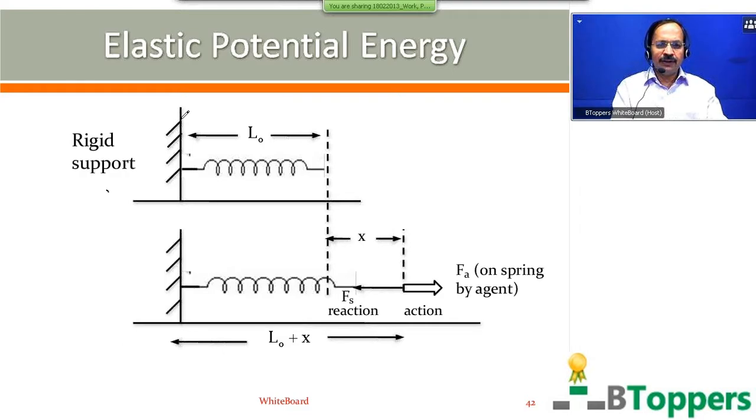Now here in the second figure, the spring is stretched towards right by applying a stretching force. Fa represents the magnitude of the stretching force applied on the spring by the agent. Agent means the body or the mass which applies the stretching force on spring towards right. That is action. Fs represents the reaction force exerted by spring on the agent, which we call elastic force by spring. X is the elongation of spring from its natural length. So length of spring in the second figure is L0 plus X.